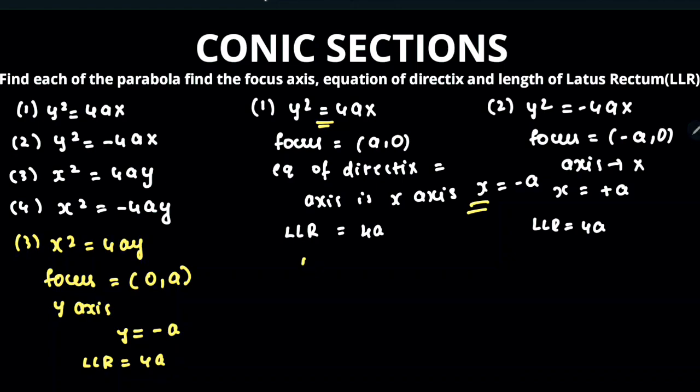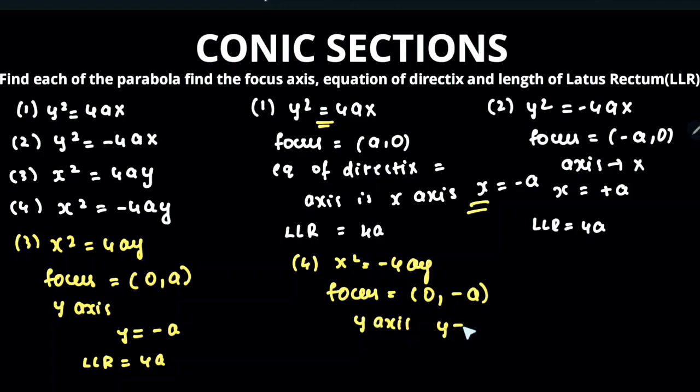And last is the fourth one, that is x square is equal to minus 4ay. So focus will be 0 comma minus a. And of course it is y-axis. So y is equal to, can you guess? Plus a. As it is minus, then you have to write plus. And LLR, latus rectum is equal to 4a itself. So these are the basics you have to know for solving parabola type of questions. If you didn't understand also, that's fine. When we solve the problems, you'll be understanding better.